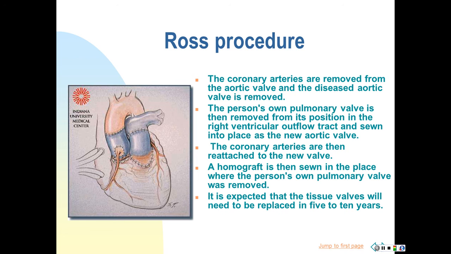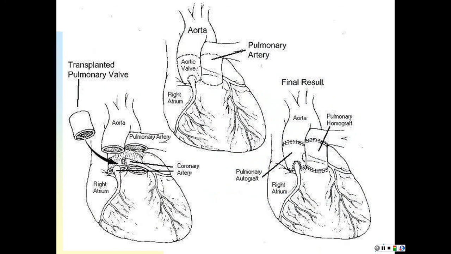Remember I said fake valves require blood thinners for the rest of their life. Well, they've made it through puberty. They're now an adult. They can handle it. So that's where the Ross-Kono surgical procedures become very helpful. Lots of different pictures of the procedure.